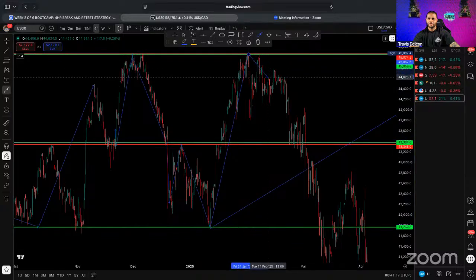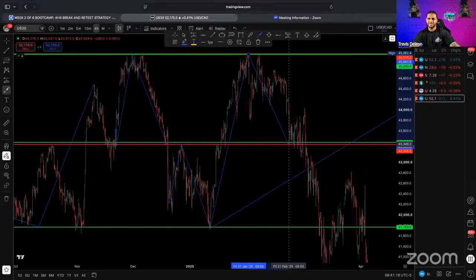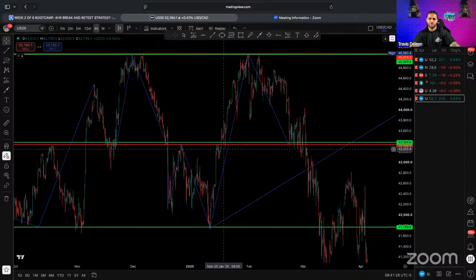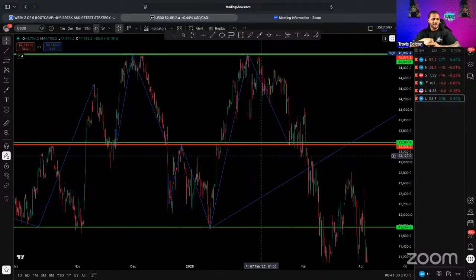I'm not looking to sell this all the way down. I'm looking to sell this back down again to the 43,350 level. Then I buy from here. You know what I mean? So that's just what I'm doing. I'm just looking for levels bouncing on the stronger levels.